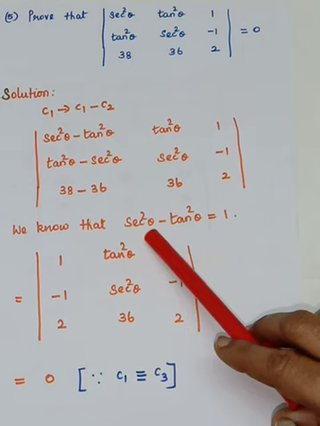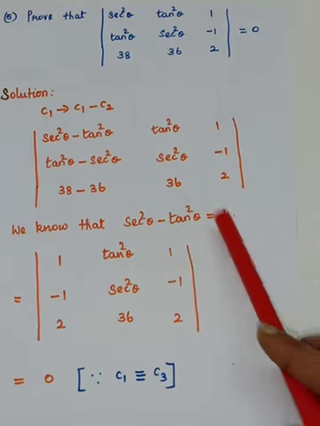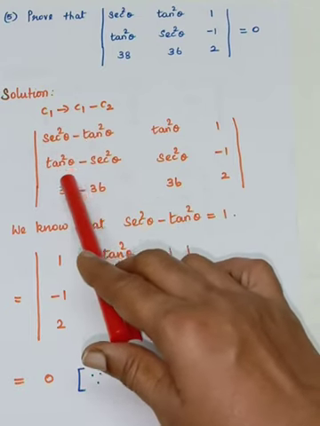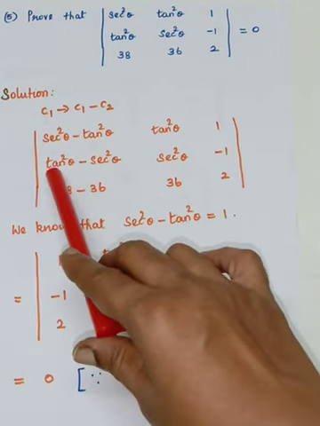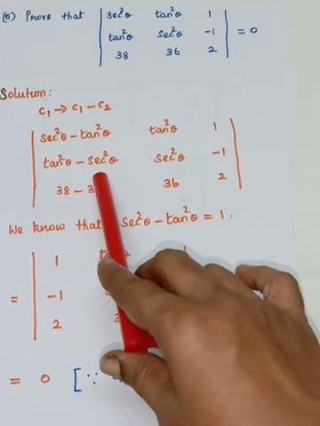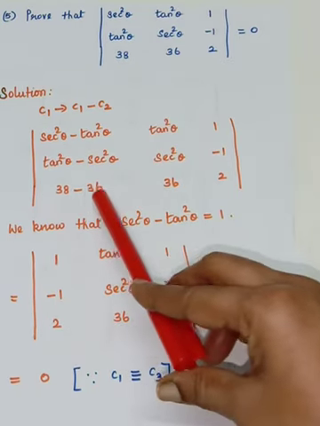So we know the trigonometric identity: secant square theta minus tan square theta is equal to 1. So in the first term, you will have 1. And if you take minus from this, it is secant square theta minus tan square theta, that is 1. So the second term will become minus 1. What is 38 minus 36?